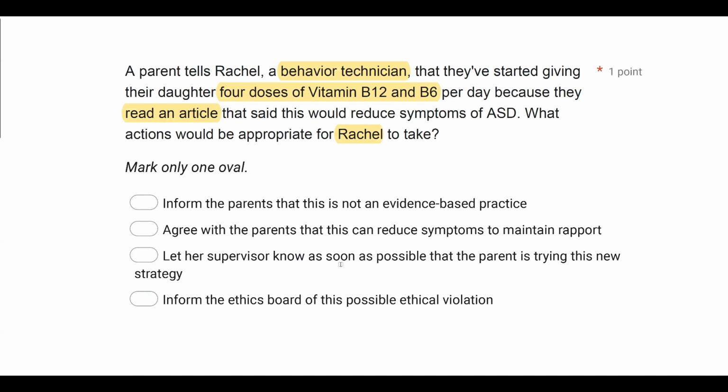It's not their role. Rachel should simply let her supervisor know as soon as possible that the parent is trying this new strategy. Don't commit either way. Don't give her opinion either way. Listen, be respectful, and then tell her supervisor.